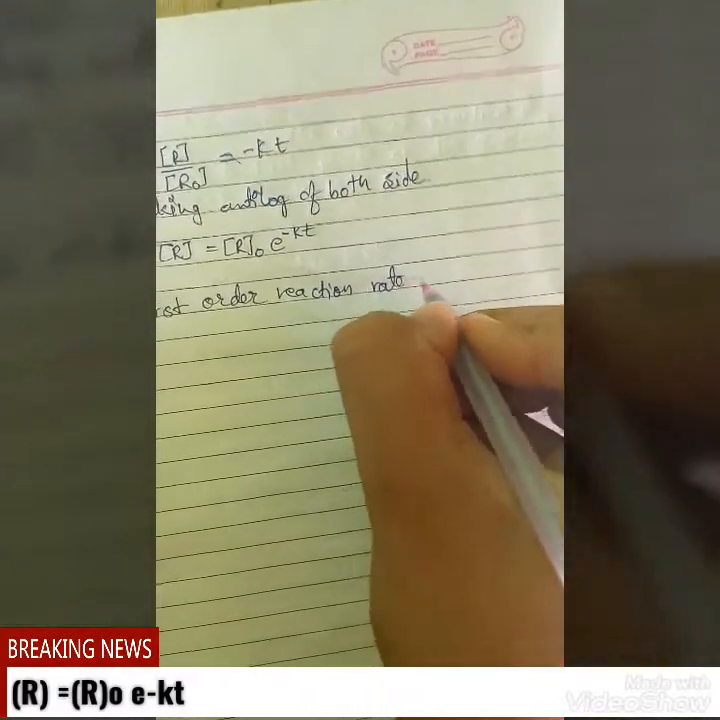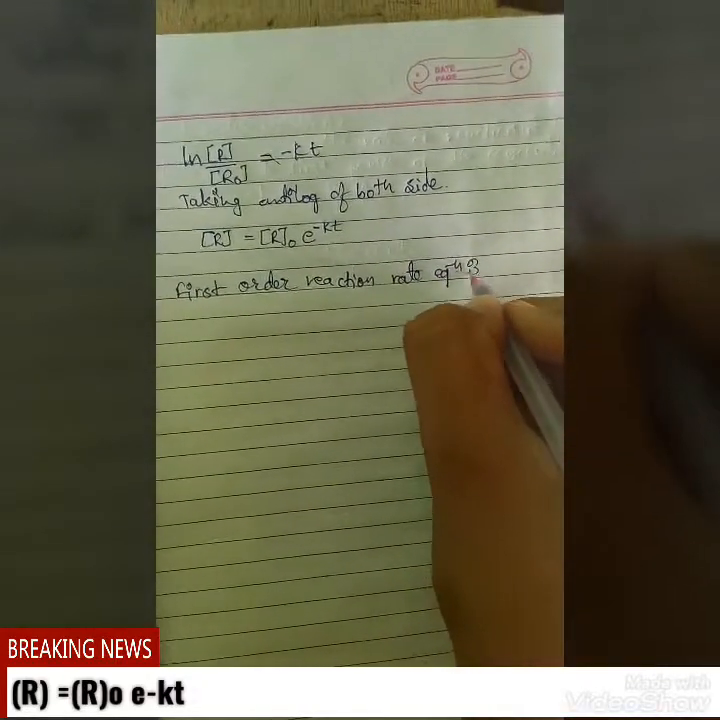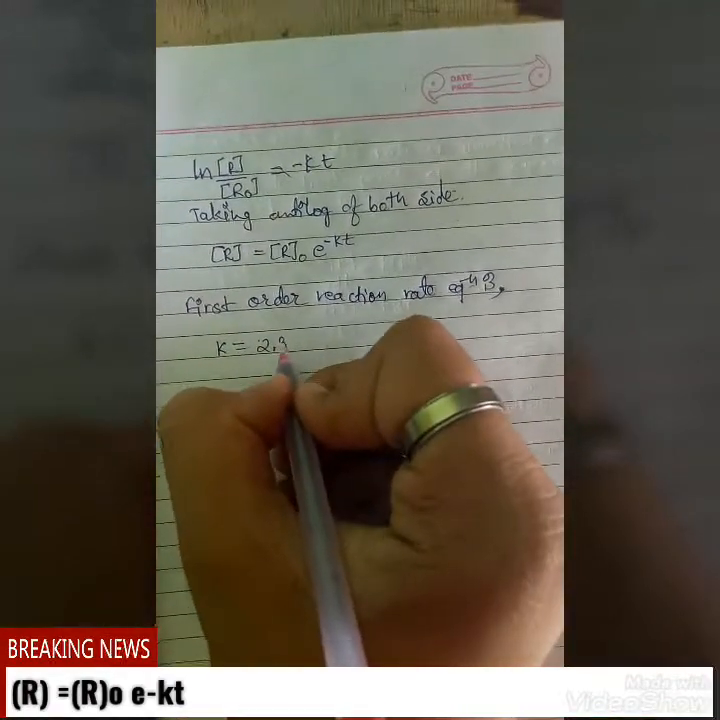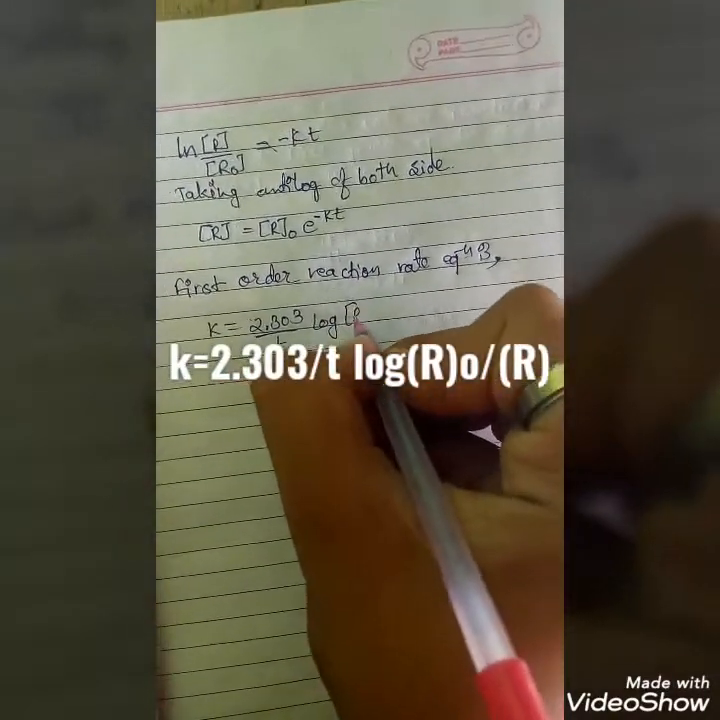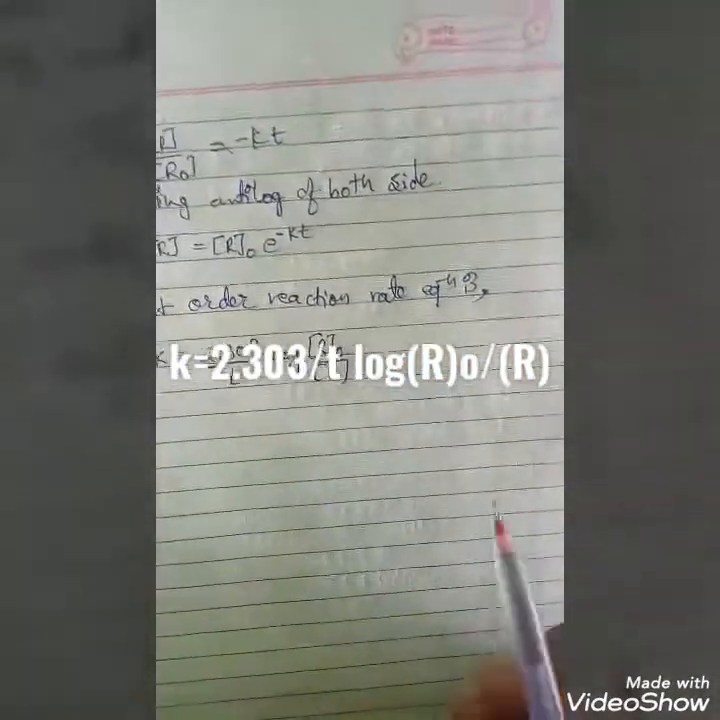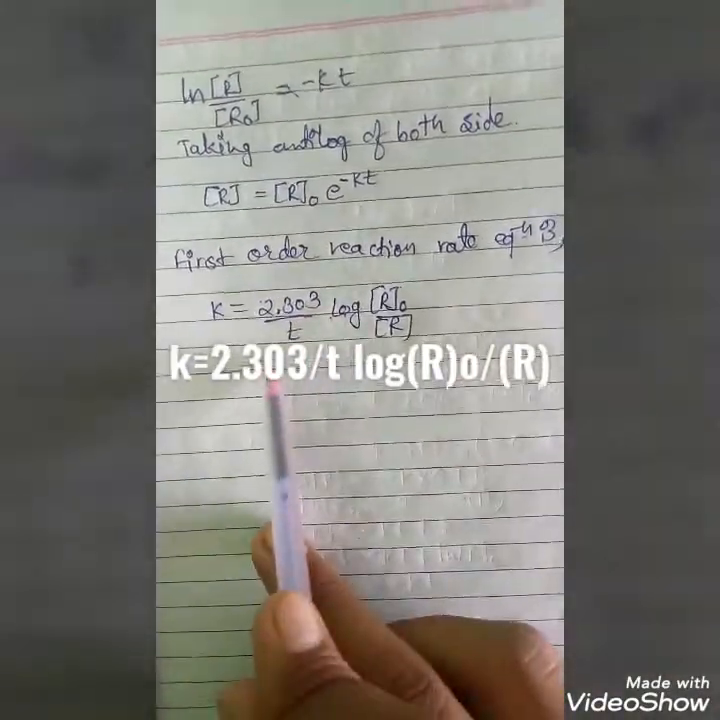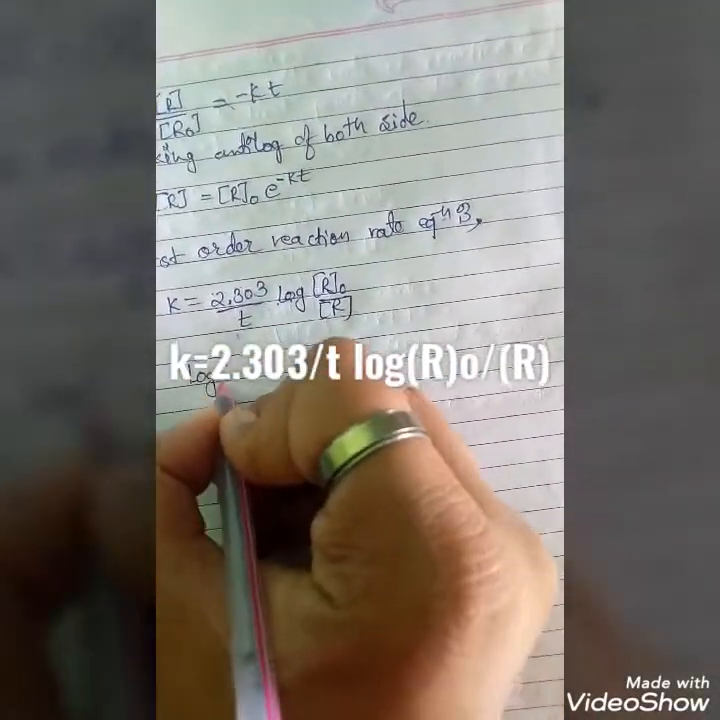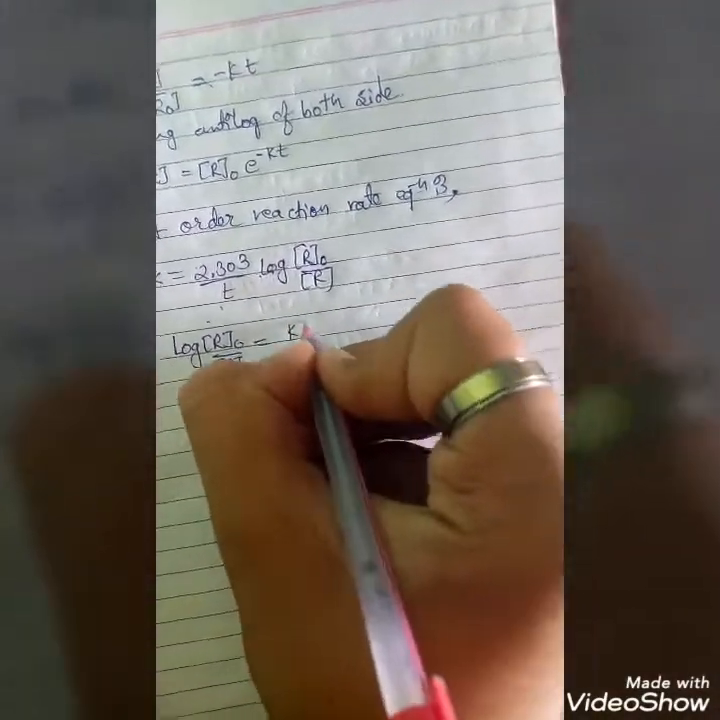Now the first order reaction rate equation: the value of k is equal to 2.303 upon t log R0 by R, by changing the ln to the log. So log R0 by R is equal to kt upon 2.303.